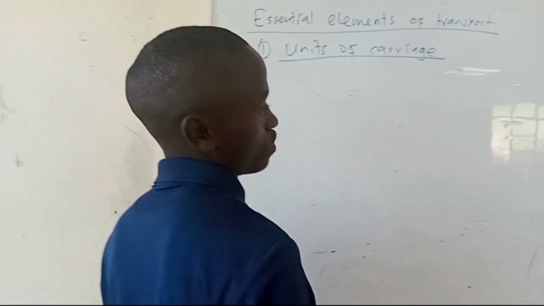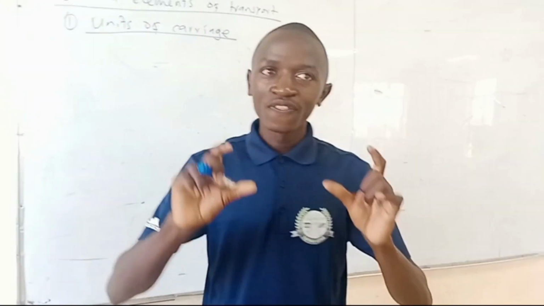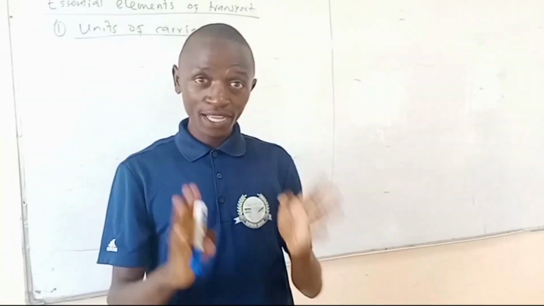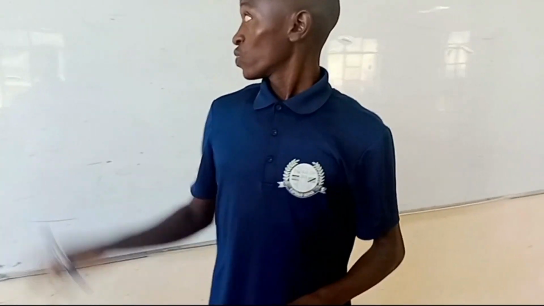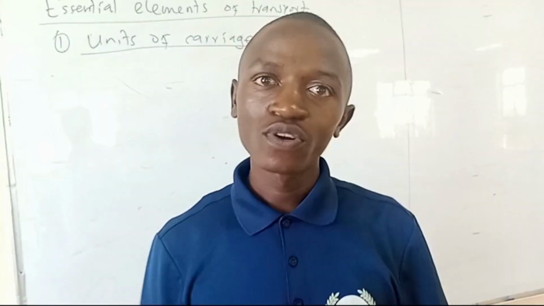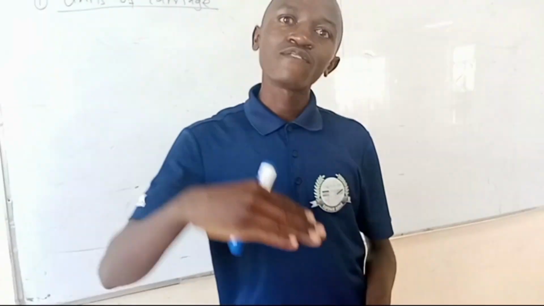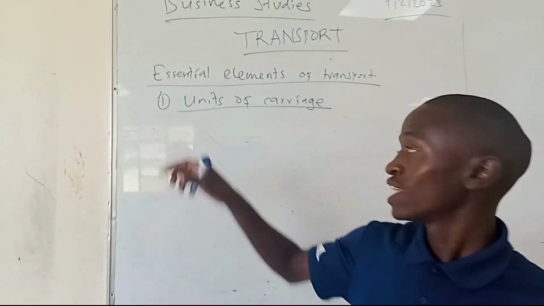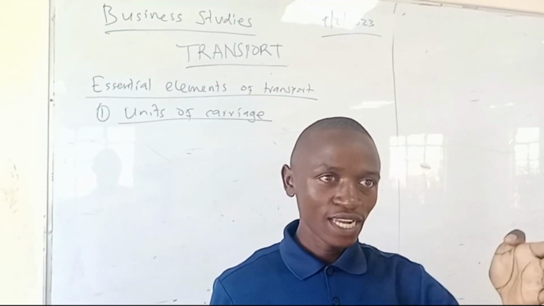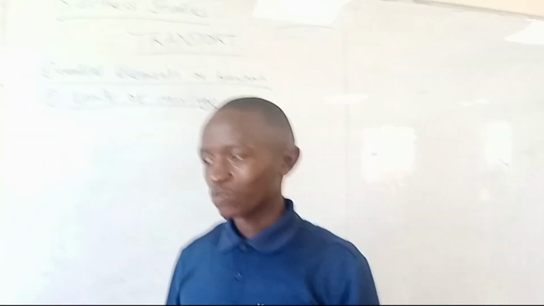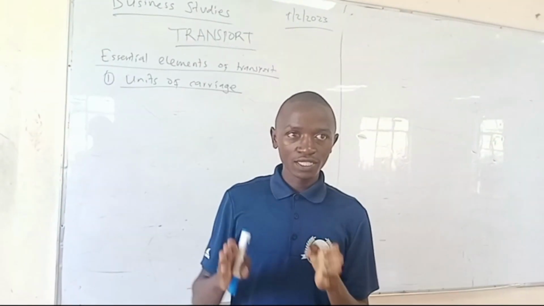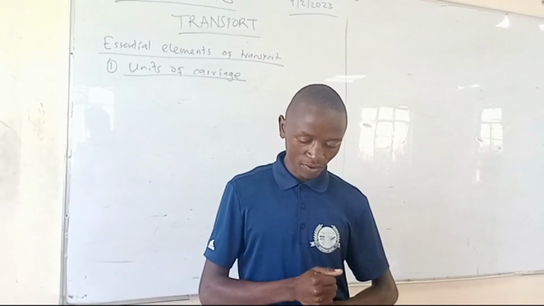When we talk of units of carriage, we refer to the vessels which are used to transport people and goods from one place to another. Are we together? So, for example, if you are moving from Kisii to a place like Migori, you will use a vehicle. That vehicle will be the vessel, the unit of carriage that will move you from this place to another. If you are transporting tea or coffee, or bread, from the producer to the consumer, what you are going to use is what we refer to as a unit of carriage.